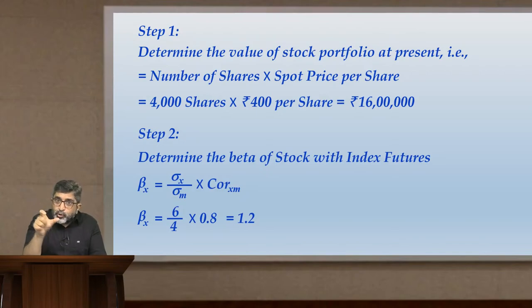The value that you should hedge through futures contract in a short position in Nifty futures will be the value which will be 16 lakhs, that is the stock portfolio value, multiplied by beta, that is 1.2. So 16 lakhs multiplied by 1.2 would give you what? 19,20,000. 19,20,000 should be the value of Nifty futures, where you should enter into Nifty futures contract with a short position.